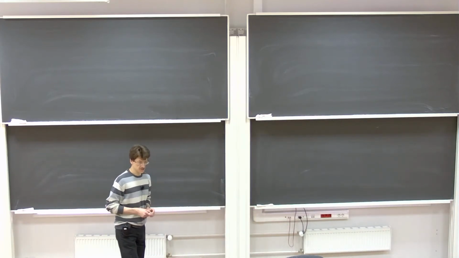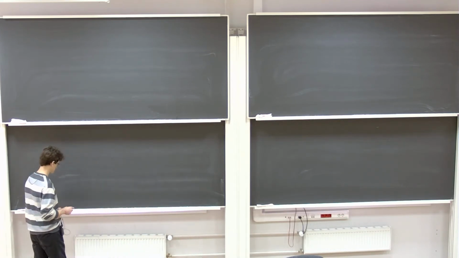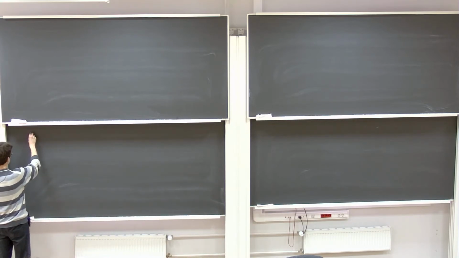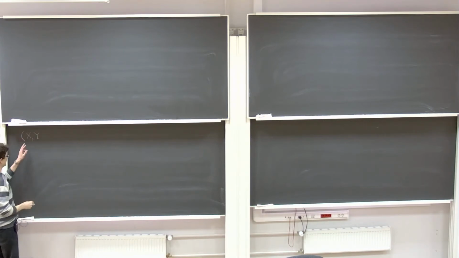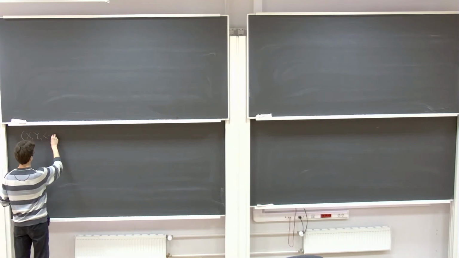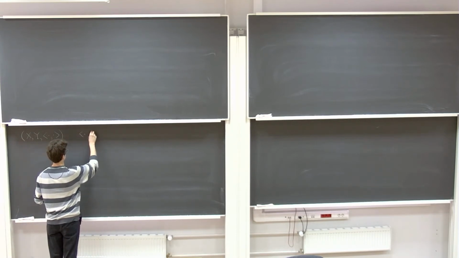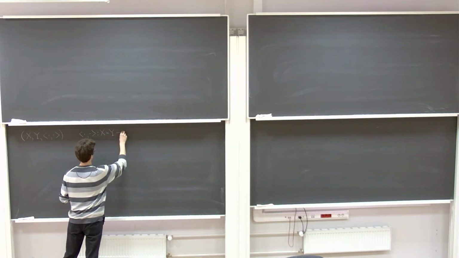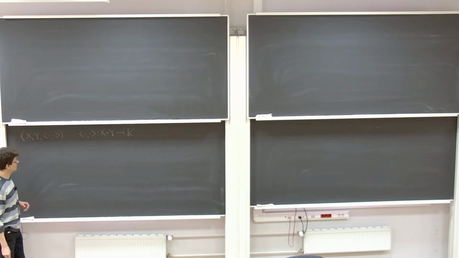Okay, so in the previous lecture we began to discuss dual pairs and weak topologies. So let's recall the definition. A dual pair is a triple consisting of a pair of vector spaces X and Y and a non-degenerate bilinear form on their product. So the angle brackets denote a bilinear form, which is called a pairing of X and Y.